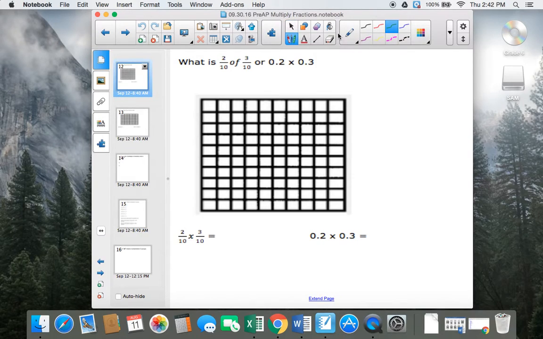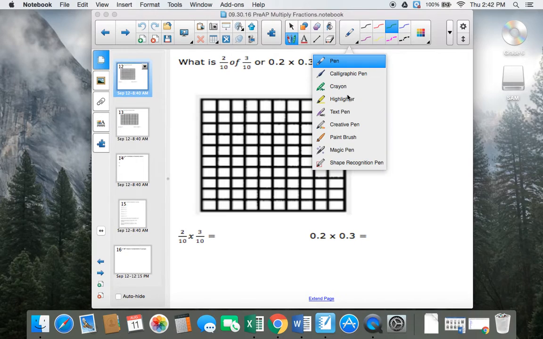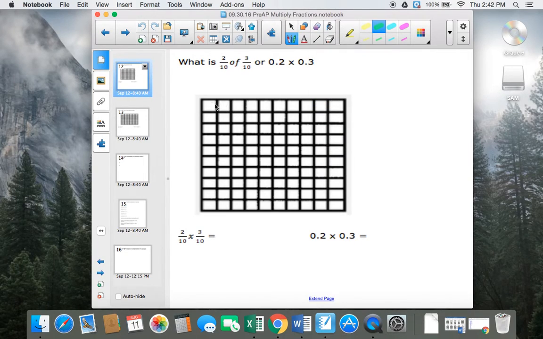Some of you may not prefer this, but we'll look at this model. Use my highlighter. So I have 3/10. They want us to highlight what is 2/10 of 3/10. So it's 2/10 of 3/10. In other words, it's asking, so here's 3/10, the green, and what's 2/10 of it?